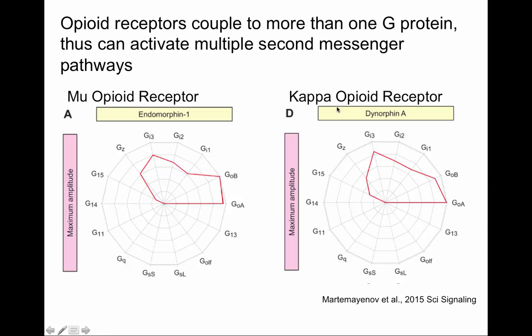Activation of the kappa opioid receptor on the right by dynorphin A shows a slightly different activation profile. These G protein subtypes can couple to different downstream effectors, providing the GPCR with another way to produce a wide variety of effects.